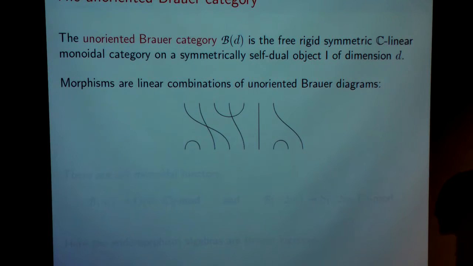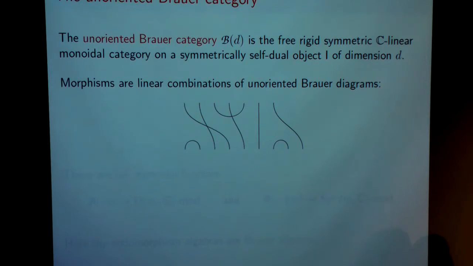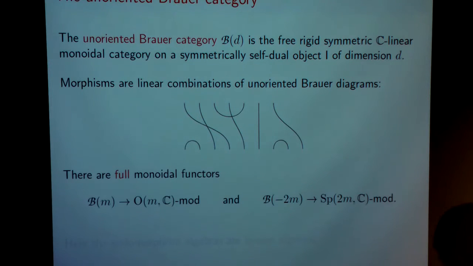Okay, but Brauer diagrams are probably even more well-known than the oriented Brauer diagrams. And so our monoidal category, its morphisms are linear combinations of these types of diagrams. Composition is stacking vertically, and tensor product is horizontal juxtaposition. And the reason these are important is that there are full monoidal functors from this category to modules over the orthogonal group or the symplectic group. And you see for the symplectic group, this parameter is actually negative. So there's a slight difference between categorical dimension and real dimension, in the usual sense.